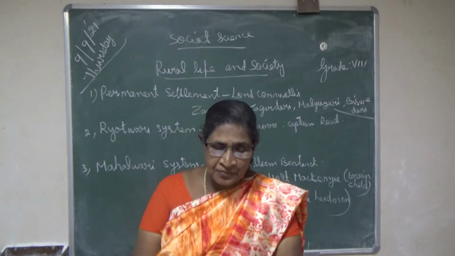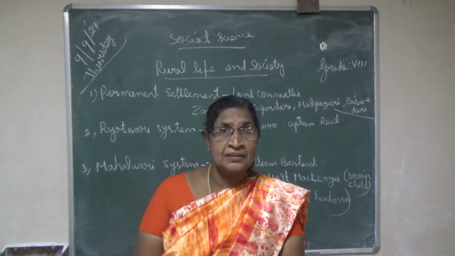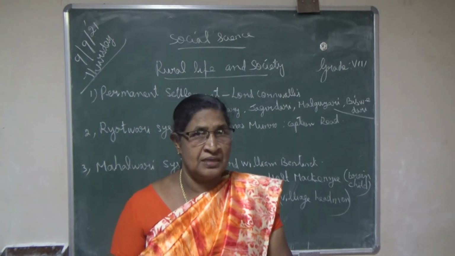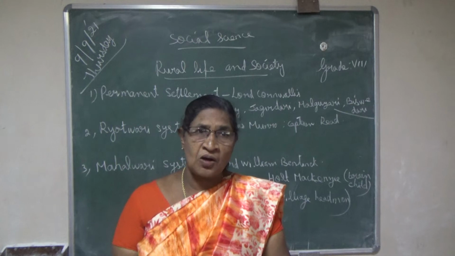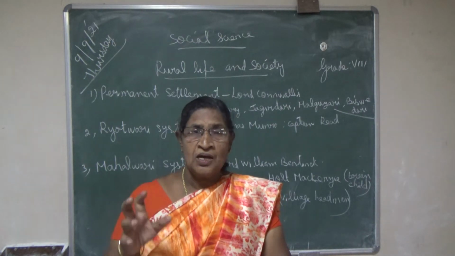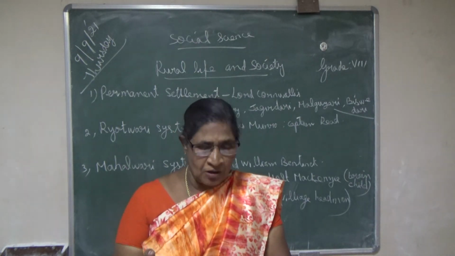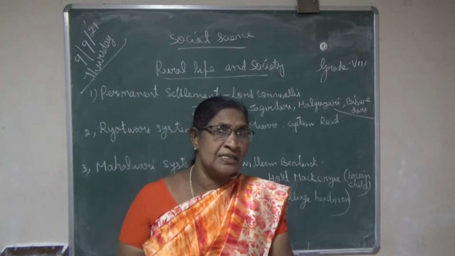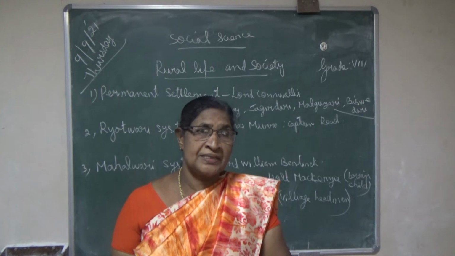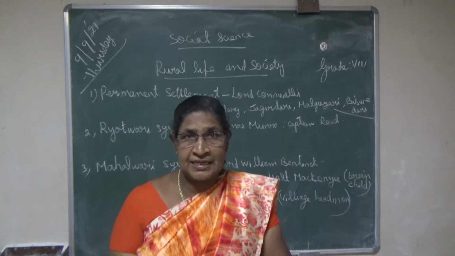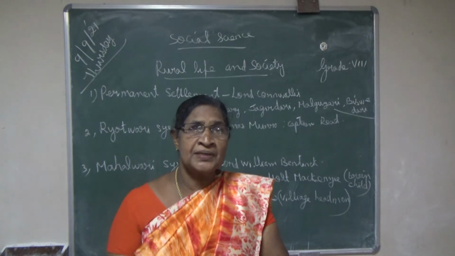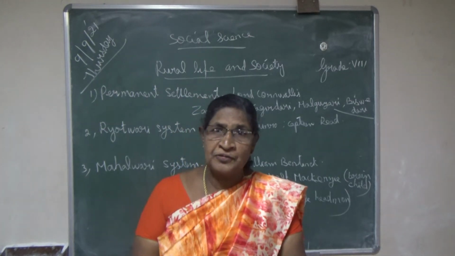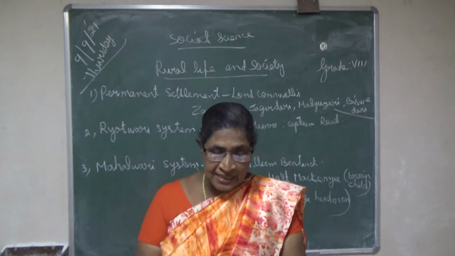Okay, the revenue was based on the soil and the nature of the crops. They collected a fixed tax according to the nature of the soil and the crops. All of you know, isn't it? The fertility of the soil is different from place to place, area to area, state to state. So according to the fertility of the soil and the crops, the tax was fixed. In which system? Raithwari system.